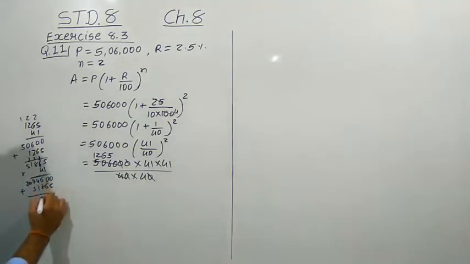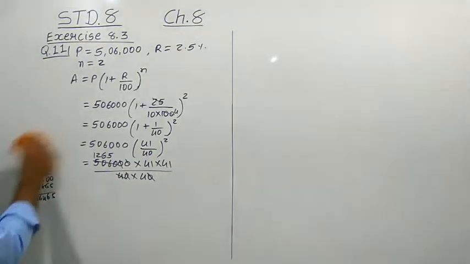5, 6, 14, 1, 4, 5, 1, 6, 7 plus 5, 12, 1, 21. So this is the answer we are getting.